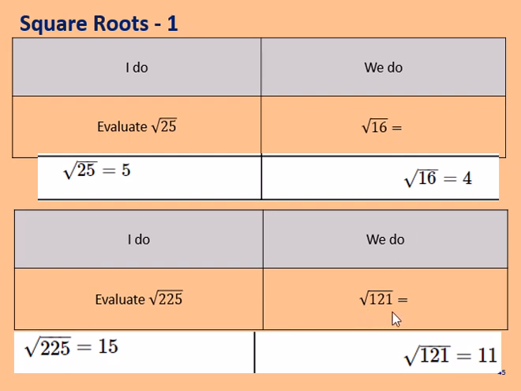And square root of 121. Well, 11 times 11, or 11 squared, makes 121. So the square root of 121 is 11. Give yourself a tick in green pen if you got those right. Copy them down if you didn't get them right or you made any mistakes.